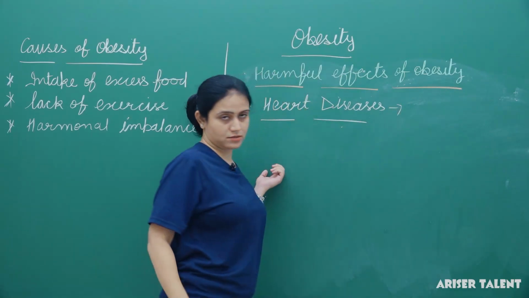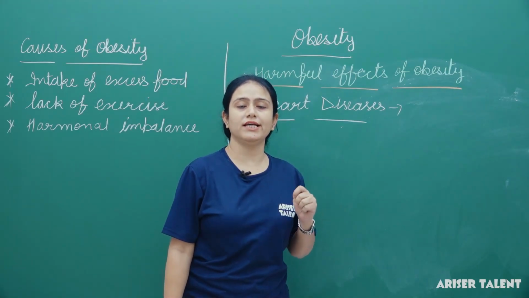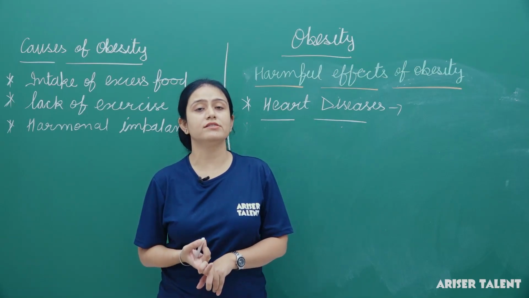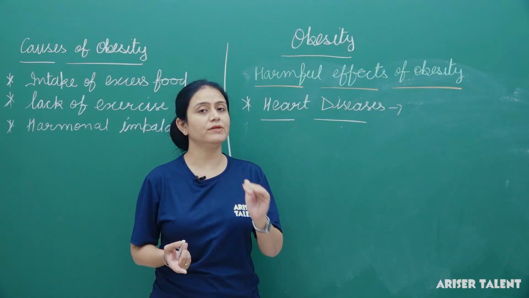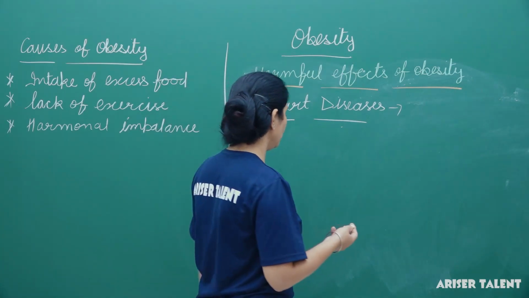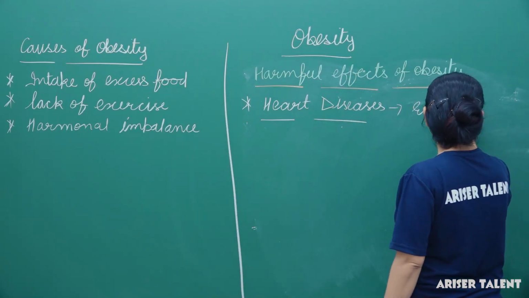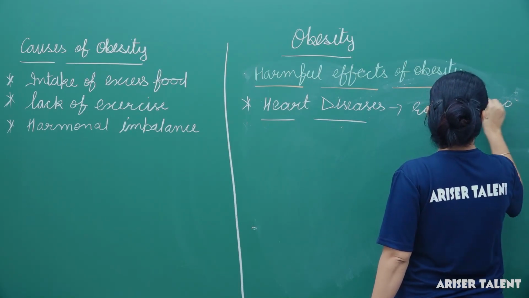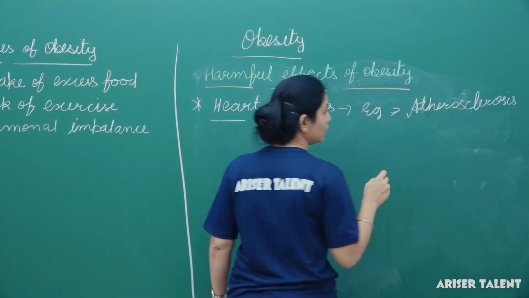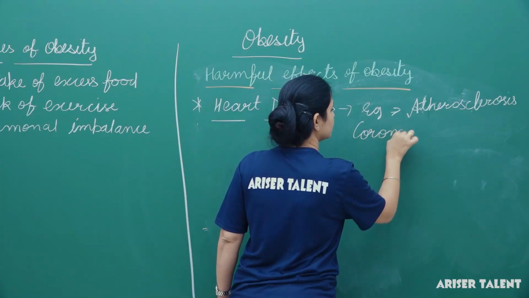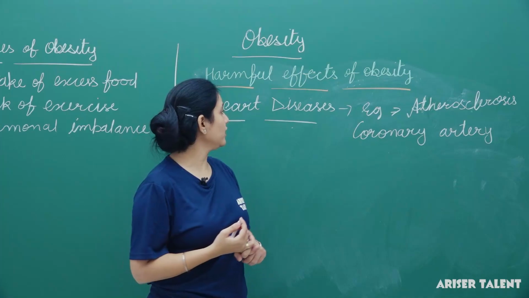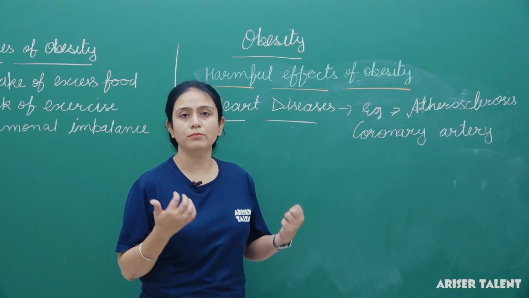Generally, when the extra fat gets accumulated in our body, it affects the flow of blood in the arteries. Then the heart will not get the proper supply of blood, and it will suffer. So obesity can cause heart diseases like atherosclerosis and coronary artery disease, which are caused by improper flow of blood in the heart.